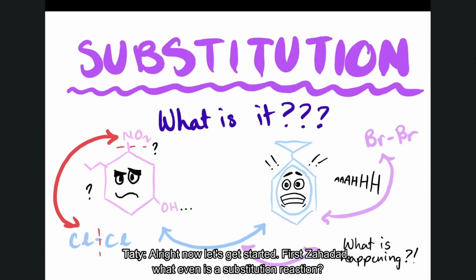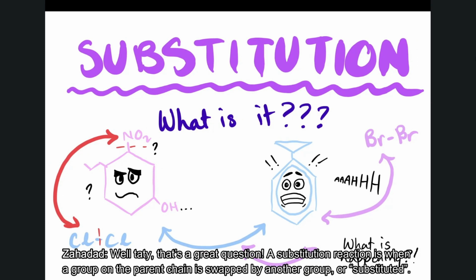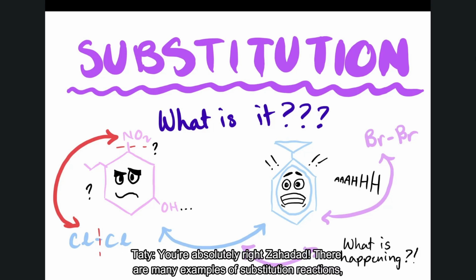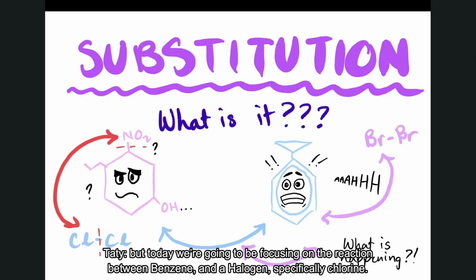First, Jahadat, what even is a substitution reaction? Well, Taddy, that's a great question. A substitution reaction is when a group on the parent chain is swapped by another group, or substituted. You're absolutely right, Jahadat. There are many examples of substitution reactions, but today we're going to be focusing on the reaction between benzene and a halogen, specifically chlorine.